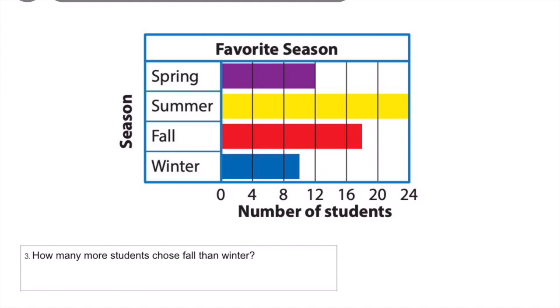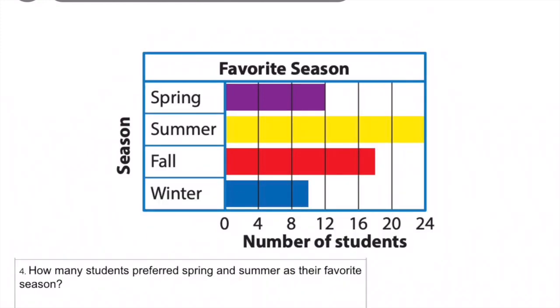Our next question, how many more students chose fall than winter? So we're doing an equation here. We're seeing the difference between 2 of the seasons that were chosen. So we're looking at fall numbers and winter numbers. Fall, remember we go halfway between 16 and 20, so that's 18. And winter, we're going to go halfway between 8 and 12, which is 10. How many more chose fall than winter? To find that, we need to subtract 10 from 18, and we're left with 8.